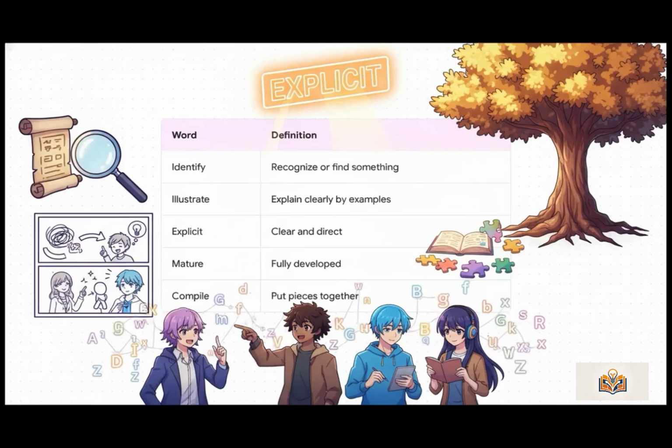And our last 5 words. Identify means to recognize or find something. Illustrate is to explain something clearly by giving examples. Explicit means it's said or written in a very clear and direct way. Mature, in this context, means fully developed and carefully thought out. And compile is to put different pieces of information together. Keep a close eye out for all 20 of these words, because they're about to show up in our story.